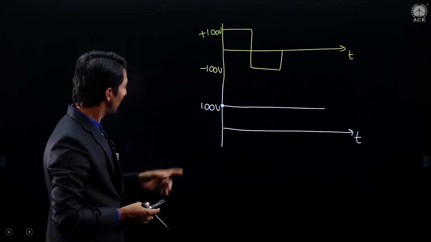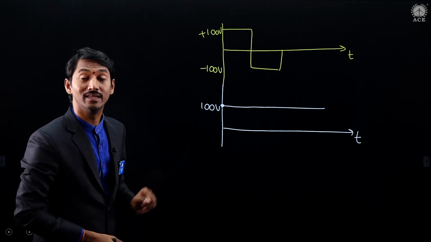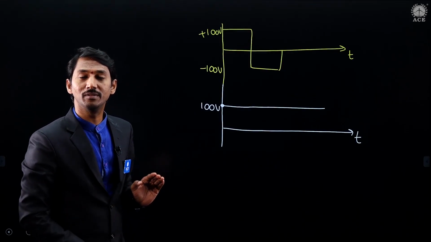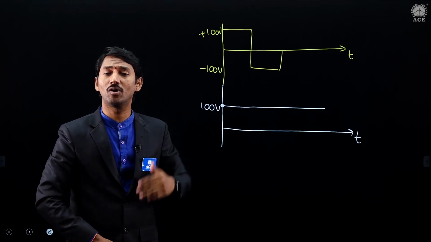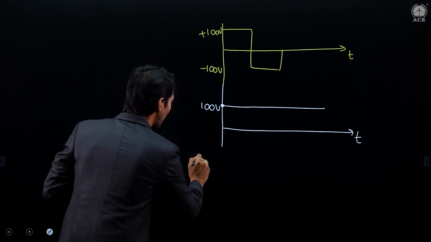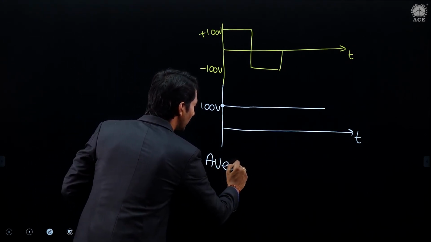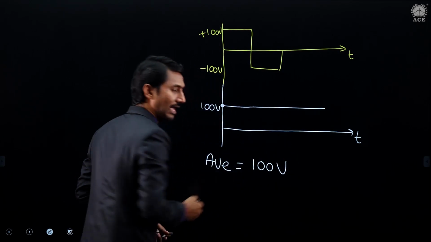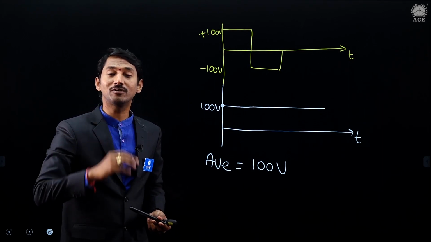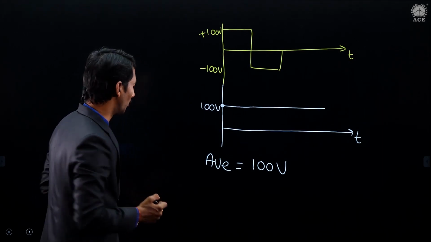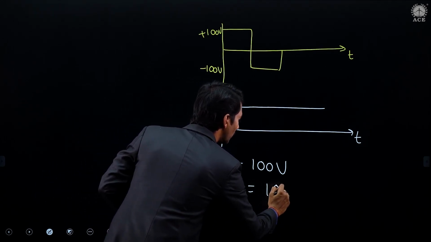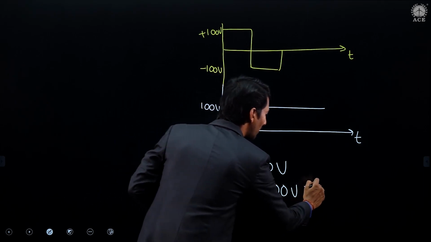But concentrate. Sir, 100 is the reading we should not write. Why? See, this is which device? A rectifier type digital meter. Rectifier type digital meter means the calibration is correspondingly towards the RMS value of a sine wave. So the point here is, the average value is how much? 100 volt. But a rectified device is calibrated for which value? RMS value. Therefore, we need to find the RMS value, which is nothing but 100 volt into 1.11.